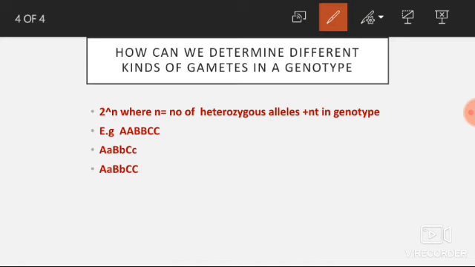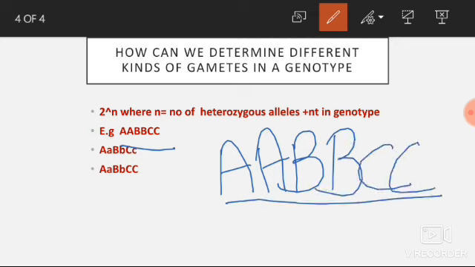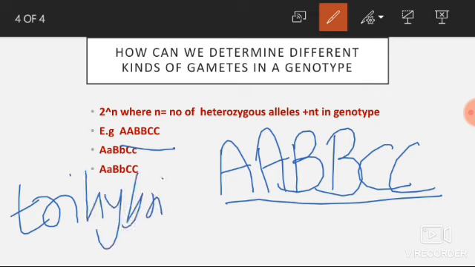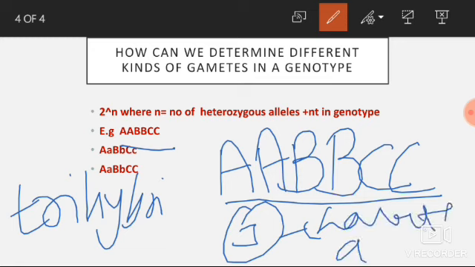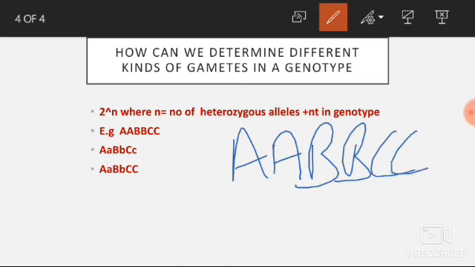First example: if an offspring has the genotype capital A, capital A, capital B, capital B, capital C, capital C. First of all, it is a case of a trihybrid cross, which means 3 characters are studied at one time. Now, how many types of gametes will be formed?